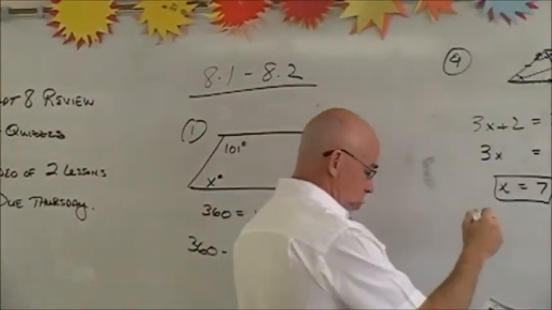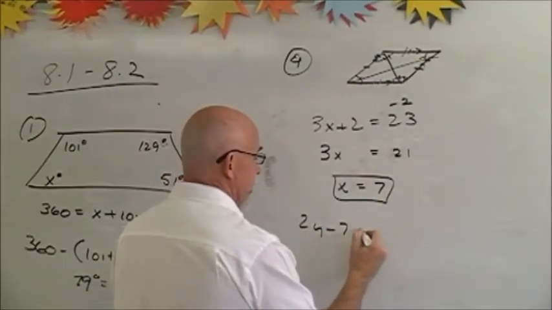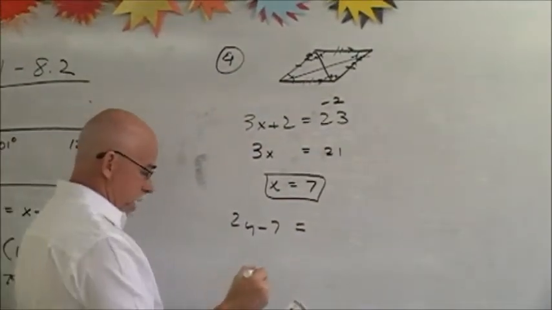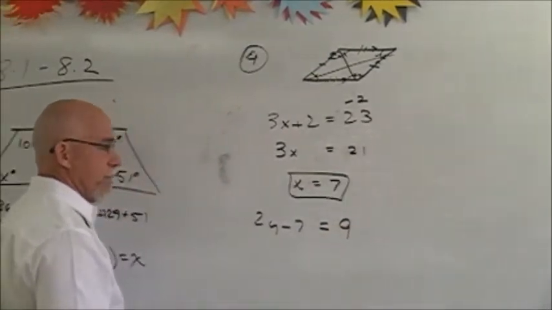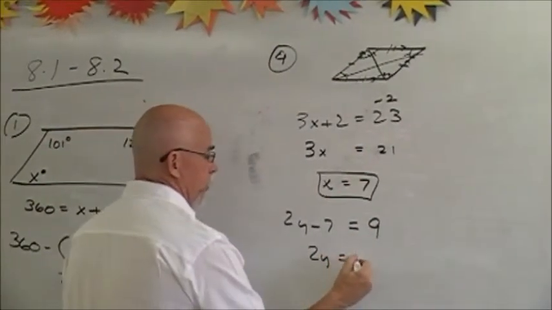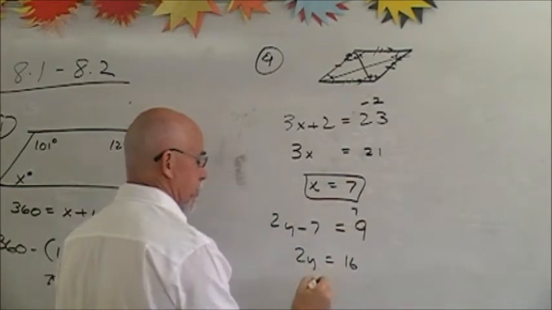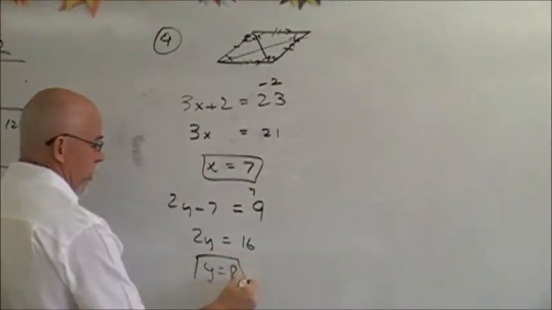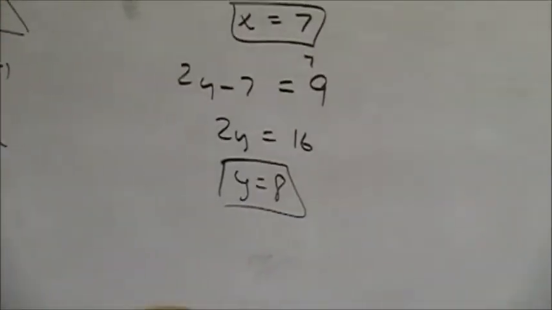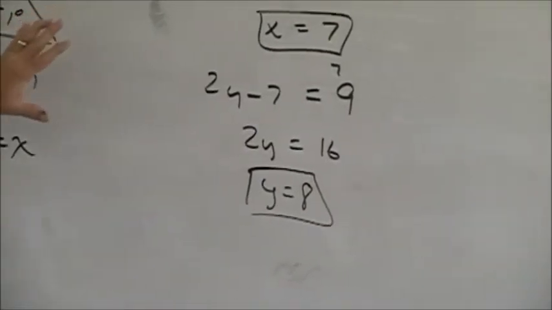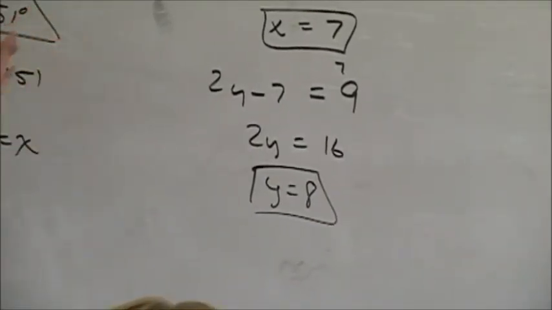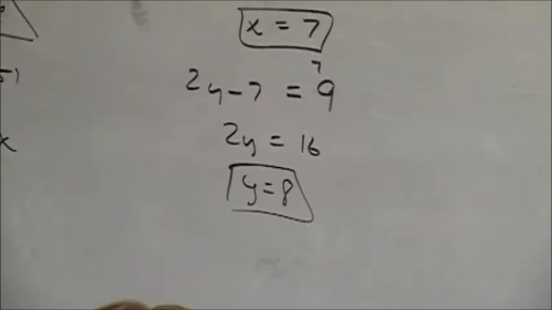You do the same thing for y in that problem that says that opposite side of 2y minus 7 has got to be the same as 9. Solving for y, you get the value for y to be 8. That's the answer for number 4. You capture that on your test. You've shown your work. You write the answer on the right-hand side lane.